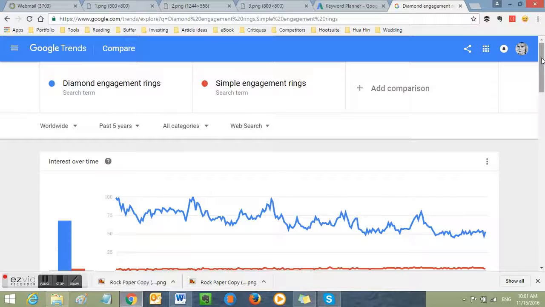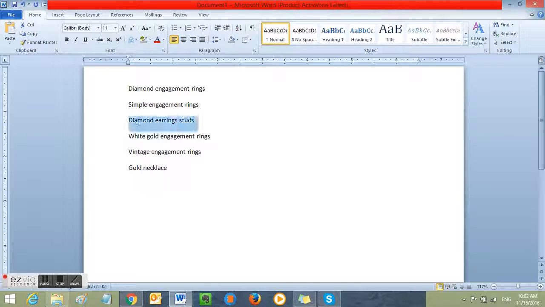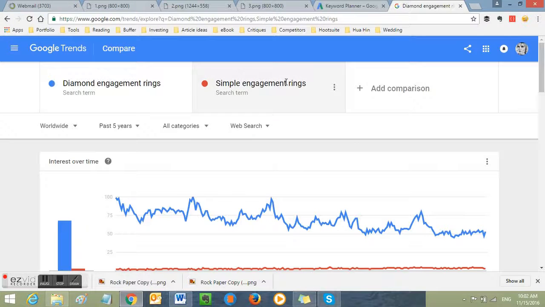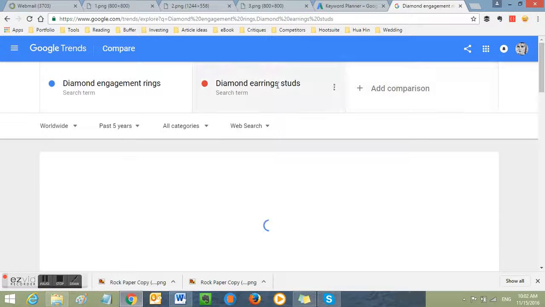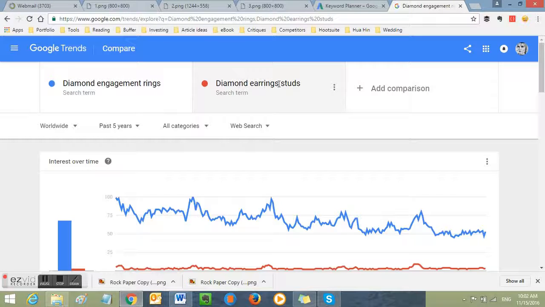This is diamond earrings stats, not diamond earring stats. If I were searching I would put diamond earring stats, but obviously we cannot put what we think it should be. Obviously it's the people who search for it. Still it's too low. White gold engagement rings, it's a little bit more specific, so I don't think it will be high, but we're going to see.